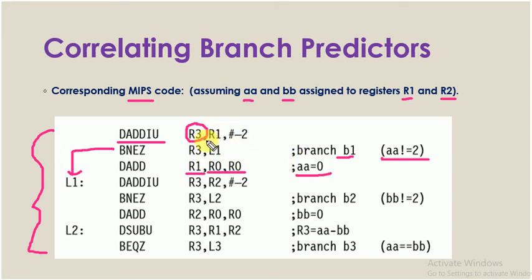Then if it is not equal to 2, what will happen? It will go to L1 again. It will do R2 minus 2, that is BB minus 2, like AA minus 2, here it will be BB minus 2. It will do the same thing, branch on non equal to 0, R3, that is the result of this one. If it is not equal to 2, go to L2.